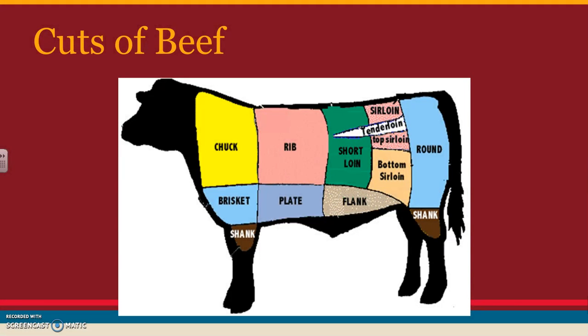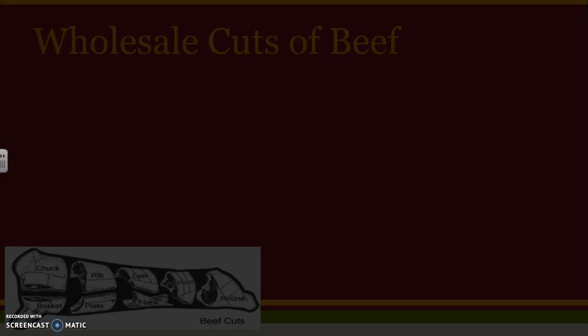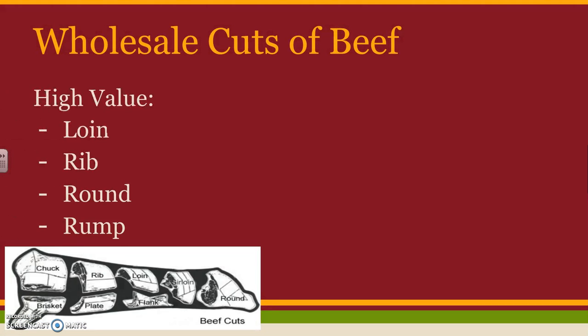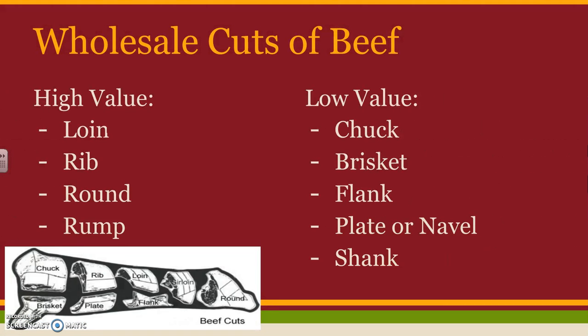This is just another diagram of essentially the same thing. But the animal is processed first into wholesale cuts. And there's a difference in cuts. Okay, so you have high value cuts and low value cuts. High value cuts are those that are going to bring in more money. These are typically your more tender pieces of meat. These are the ones that you're going to get served in fancy restaurants, that sort of thing.